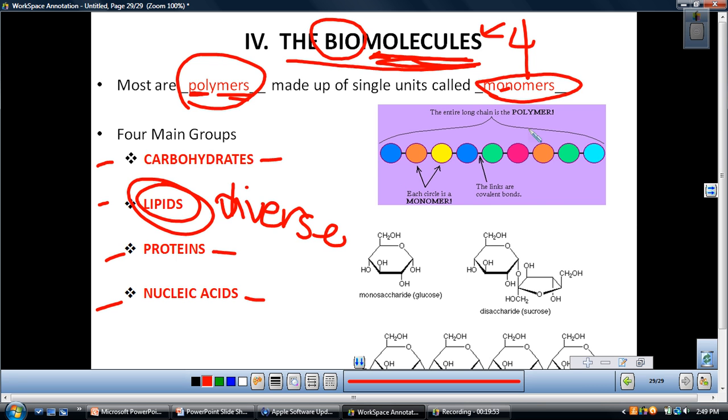Okay, so in this picture right here with these colorful little circles, this entire long chain would be the polymer, and then each one of these circles would be a monomer. So this polymer is made up of many monomers, different colored circles. Okay, the black line you see that I'm drawing red right here, that's the bond. That would be your covalent bond that is linking those monomers together.